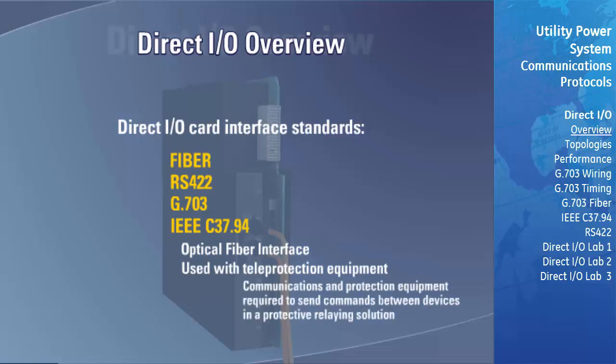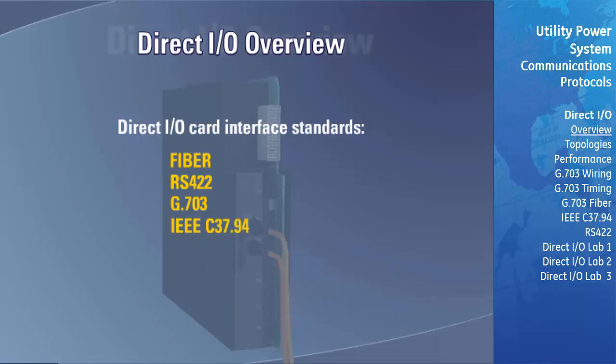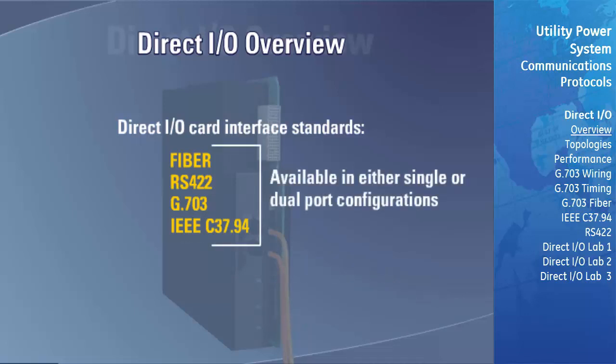When the components of a protective relaying solution require commands to be sent between devices, the communications and protection equipment involved is often referred to as teleprotection equipment. All of these communication cards are available in either single or dual port configurations. The ports are referred to as channels in GE Multilin documentation. The dual-channel cards can be of the same or different interface standards.